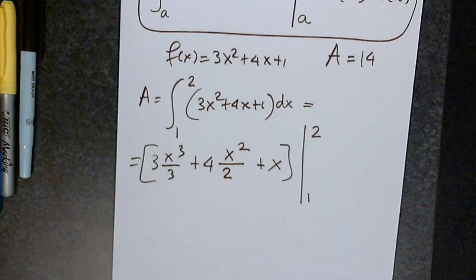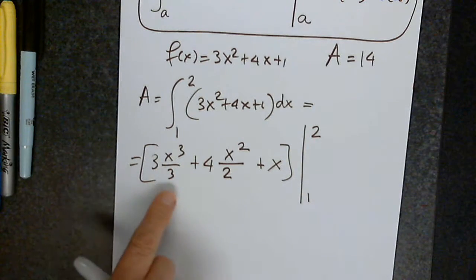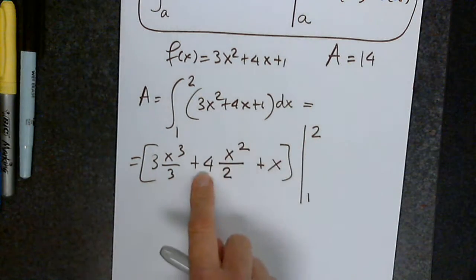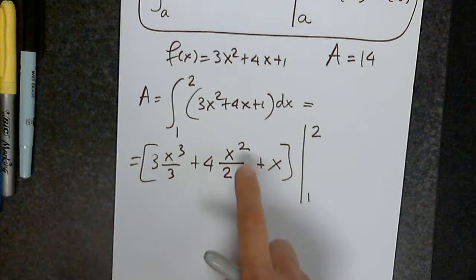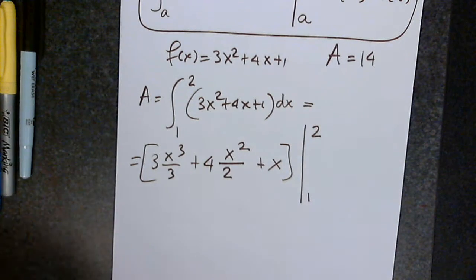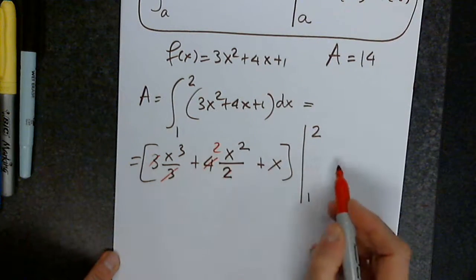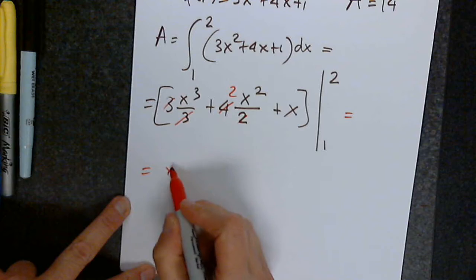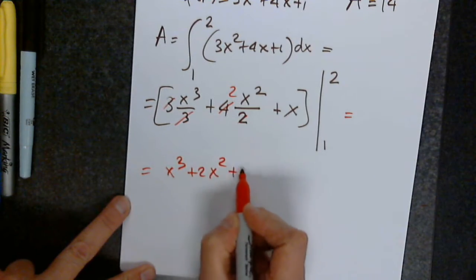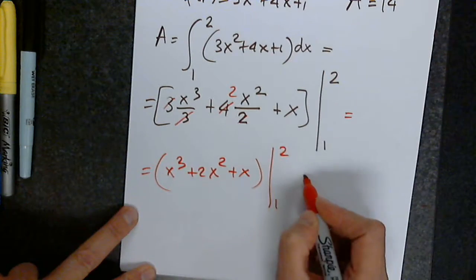The antiderivative of 3x squared is 3x cubed over 3. I'm going to simplify in a minute. Plus 4, the antiderivative of x is x squared over 2. The antiderivative of 1 is x. Agreed? Good. So I will simplify. So then I have x cubed plus 2x squared plus x. You couldn't have chosen a nicer function. No denominators, no nothing.